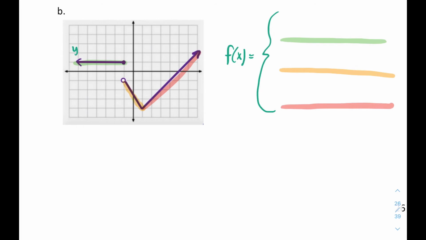I'm going to start with my green piece, which is another horizontal line. It's the point with all the y values of 1, where my x values are less than or equal to -1.